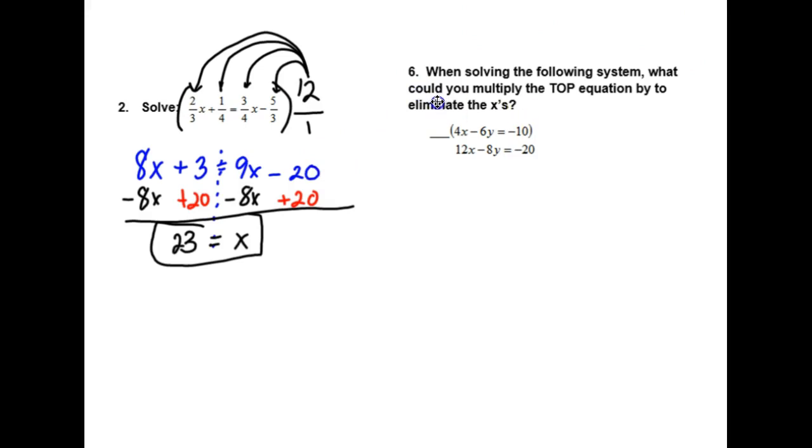All right, number 6, you don't actually have to solve it, they just want to know what would you do if you were trying to eliminate the x's. So if you need the x's to knock out, they would have to be the same number, but opposite signs. So I would have to change this to a 12, but not just any 12, it would have to be a -12. So you'd have to multiply this top equation by a -3. That's how you would create those additive inverses that would knock out the x's.